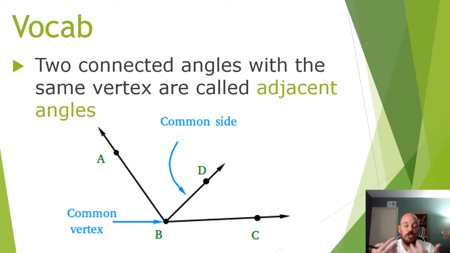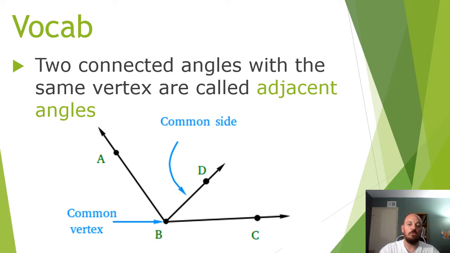Now, in geometry, what it means is two angles are actually connected. They have one ray that is a side in both of them. That's the common side right there. And then they also start at the same point, the same vertex. So the mathematical definition has to do with what you see on the picture right now. It's two angles that have a common side and a common vertex.